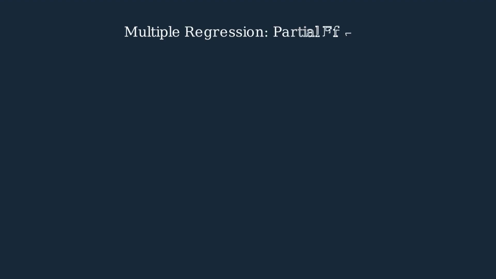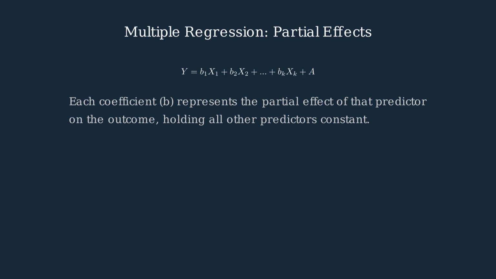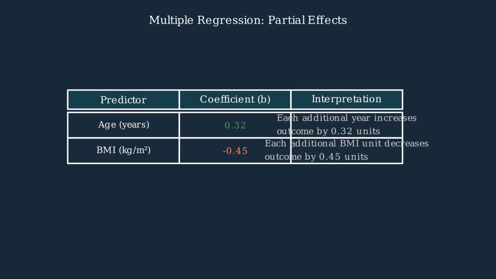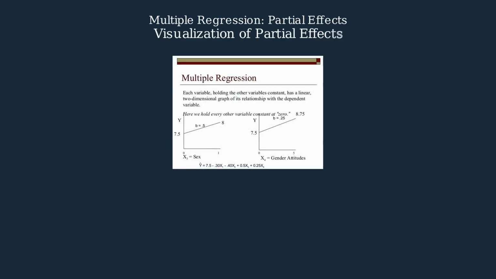Unlike simple regression, multiple regression includes several predictors in a single model. The equation expands to include multiple terms, y equals b1x1 plus b2x2 and so on, plus a constant term a. Each coefficient represents the partial effect of that predictor on the outcome, holding all other predictors constant. Let's examine a model with 3 predictors: age, BMI, and smoking status. Each has a different effect on our outcome. This visualization demonstrates how each predictor has a linear relationship with the dependent variable when other variables are held constant.